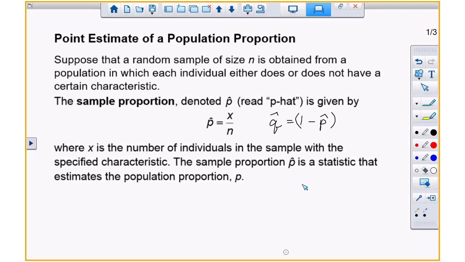All right, so we got p hat and q hat, x over n, 1 minus p. Now, when you're given x and n, if x is equal to 25 and n is equal to 100, then that's equal to 0.25. So if p hat is 0.25, what's q hat? 0.75. Okay. All right, so that's p hat and q hat.